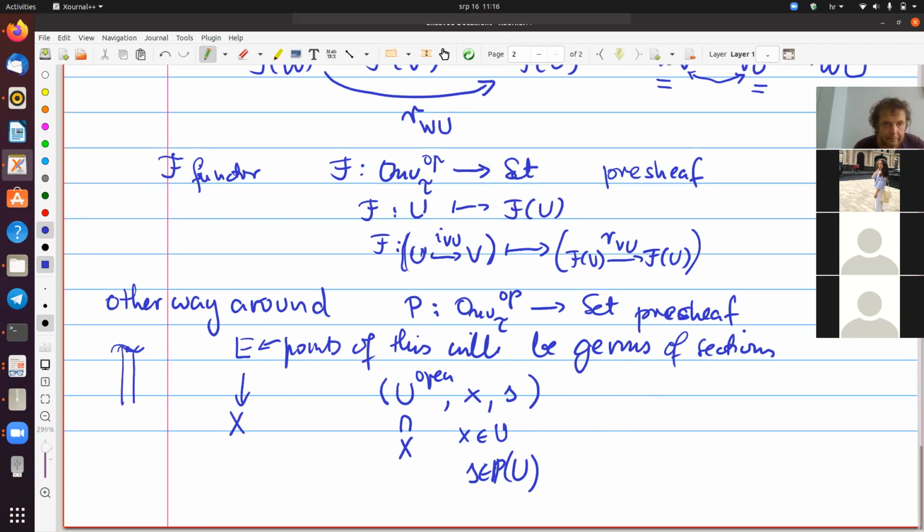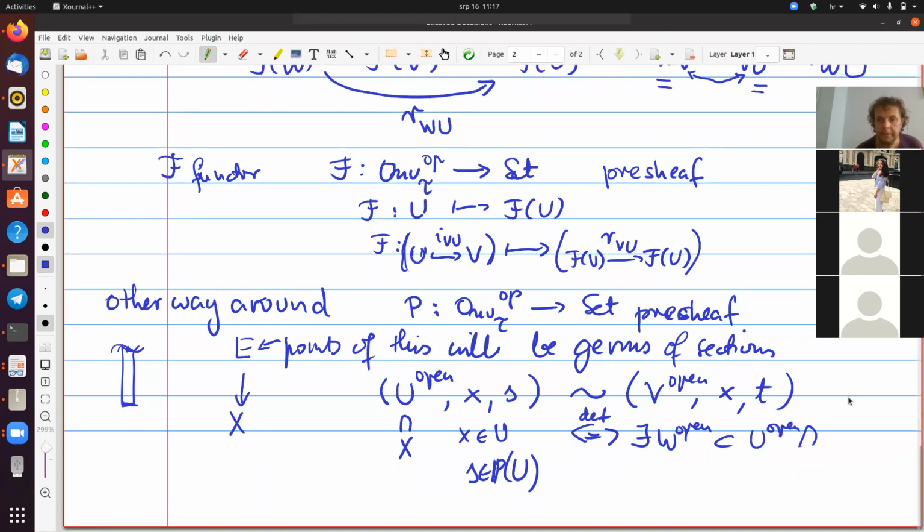So if I have another V open around the same X and some T, then this is equivalent by definition if there exists W open in the intersection of U and V such that S restricted to W, around X, that's important because it has to really be centered about this point, is equal to T restricted to W. This is the relation of equivalence.